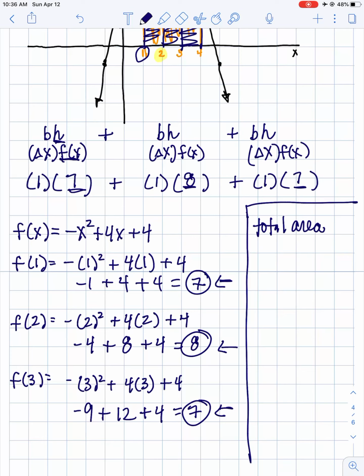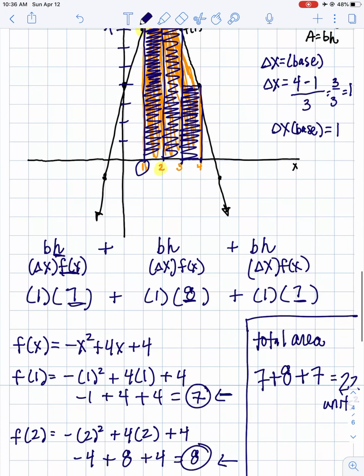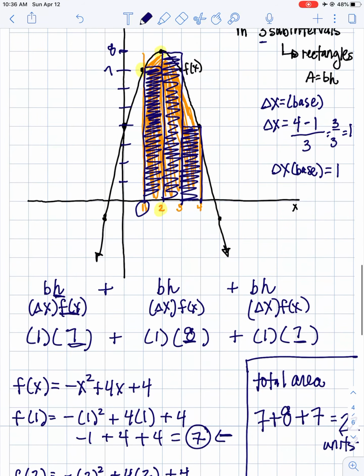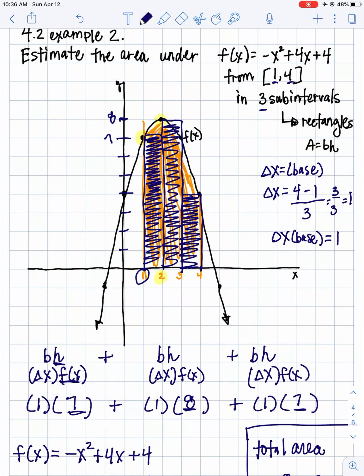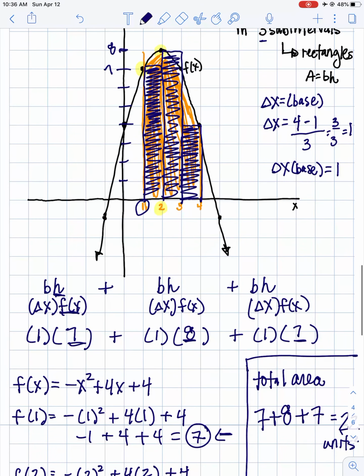So if I come down here and continue my work, the total area is the first area plus the second area plus the third area. So the first area was 7, because 1 times 7 is 7. The second area was 8, because 1 times 8 is 8. And the third area is 7, because 1 times 7 is 7. Okay? And if I add that together, I get 7 plus 8 is 15, and 15 plus 7 is 22, which means there's roughly 22 units squared in between 1 and 4.